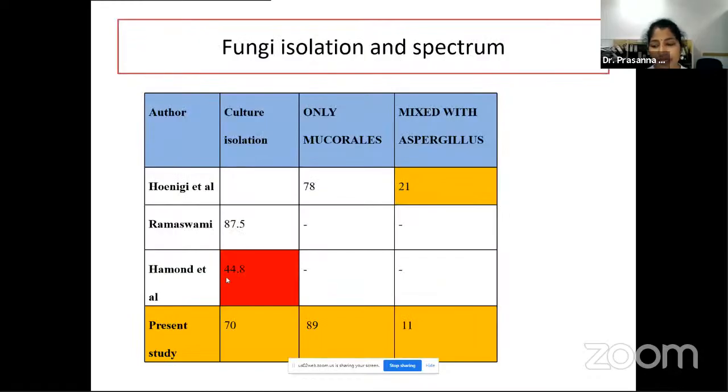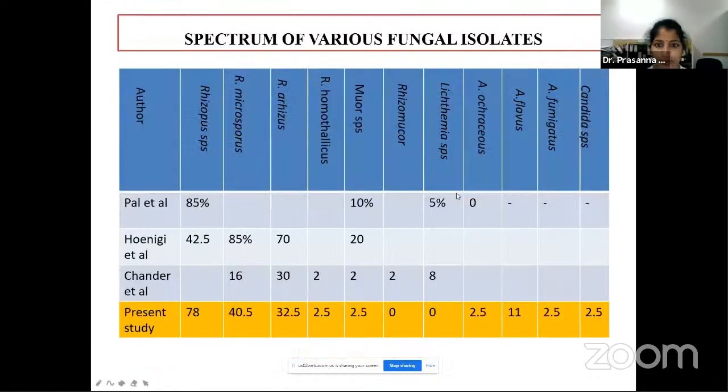The isolation rate is 70%, similar to Ramaswamy et al. Mixed infections are 11%, similar to Honnige et al. And Rhizopus is the most common genus, similar to Pal et al. and Honnige et al. Coming to Rhizopus microsporus, it is more common in the present study, similar to Honnige et al., whereas Chander et al. showed that Rhizopus arrhizus is the most common species isolated.